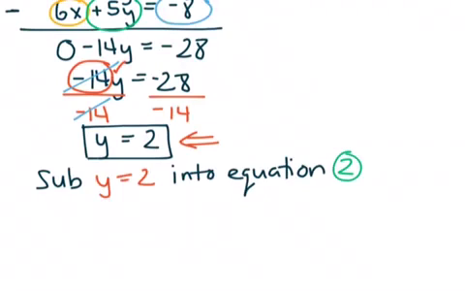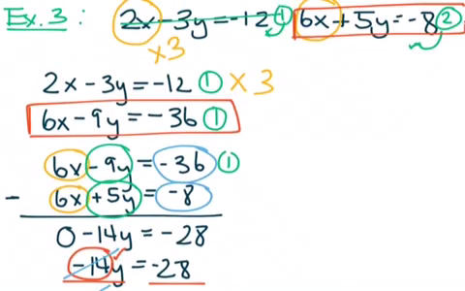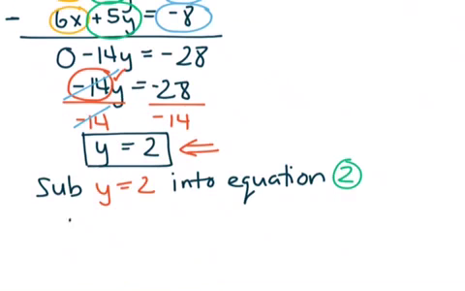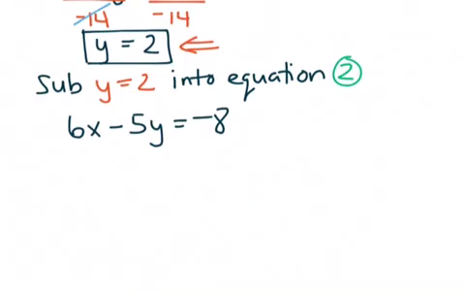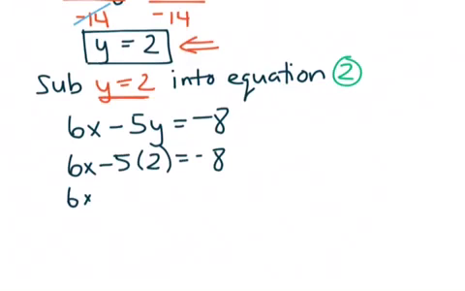Just a reminder, what's equation number 2? Equation number 2 is 6x minus 5y equals negative 8. Let's plug it in. Instead of writing y, I'm going to write 2 wherever I say y. So I'm going to write 6x minus 5, instead of y I'm going to write 2, because I'm subbing in y equals 2, equals negative 8. I've got 6x, negative 5 times 2 is just negative 10, equals negative 8.